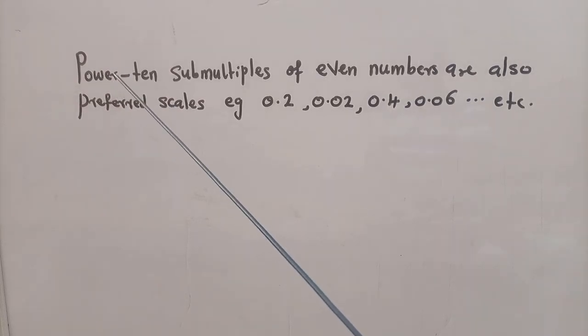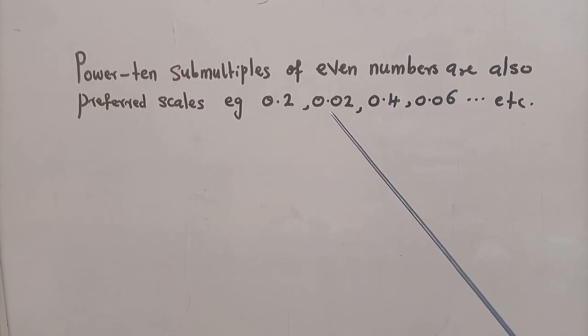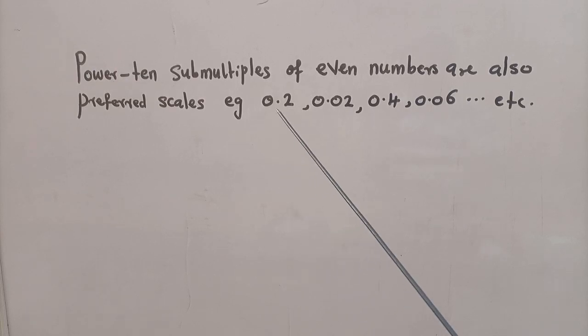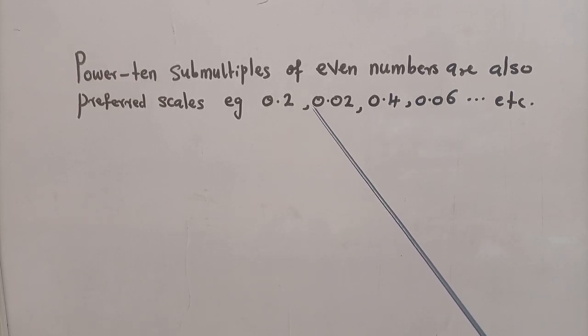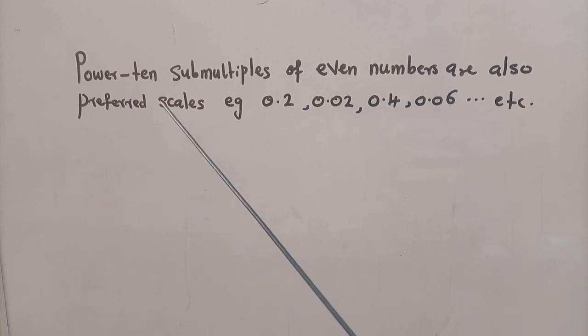Also, power 10 submultiples of even numbers are preferred scales. Examples are 0.2, 0.02, 0.4, 0.06, etc. Don't forget that before, we considered even numbers which were only whole numbers. At this point, we are looking at even numbers which are power 10 submultiples.